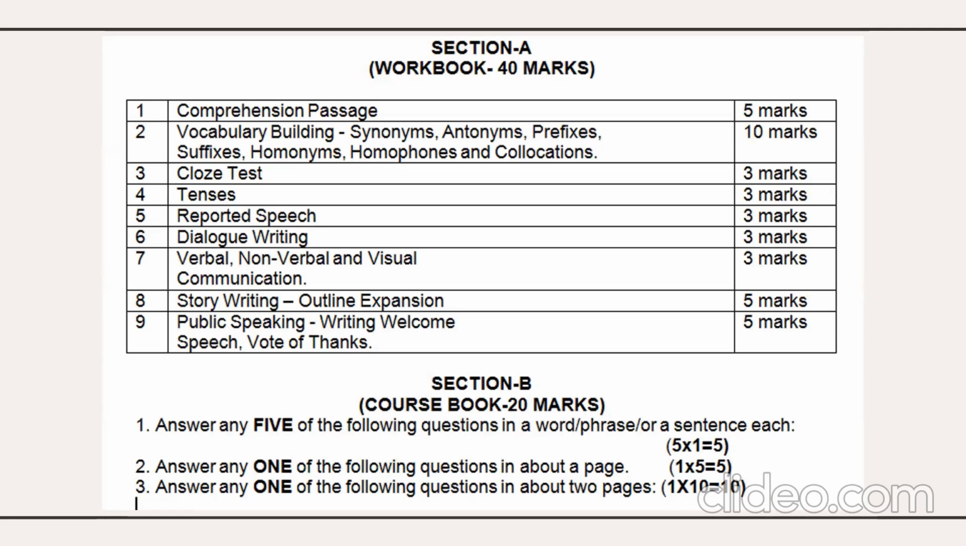So friends, this is how I have solved the question paper 2023 second semester BA Generic English under BCU. And on your screen, you can see how the marks have been divided, a blueprint of your question paper. You can pause the video: passage 5 marks, vocabulary 10 marks, cloze test 3 marks, tense 3 marks, report speech 3 marks, dialogue writing 3 marks, communication 3 marks, story writing 5 marks, public speaking 5 marks, and I mean to say welcome speech or vote of thanks 5 marks, then 1 mark 5 questions, 5 marks 1 question, 10 marks 1 question from the course book. And this is how the question paper is being designed.